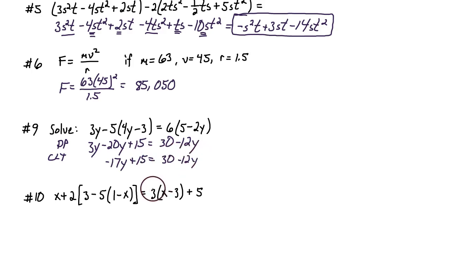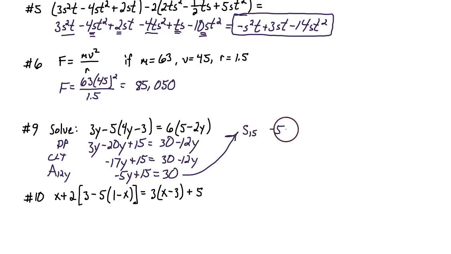There is a y term on both sides of the equation. Let's remove it from the right side by adding 12y. Negative 17y plus 12y is negative 5y. And we'll continue up here. Let's subtract 15 from both sides. We get negative 5y is equal to 15. Then divide by negative 5. Y equals negative 3.